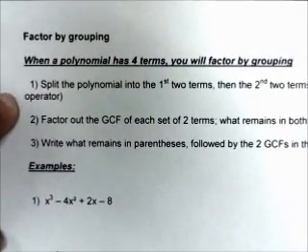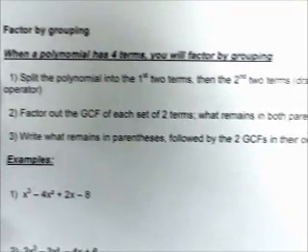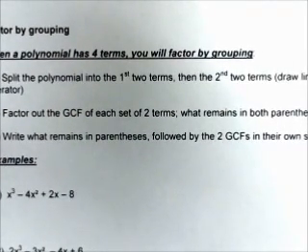The steps are to split the polynomial into the first 2 terms, then the second 2 terms. We'll do that by drawing a line after the first 2 terms. Next, you factor out the greatest common factor of each set of 2 terms. What remains in both parentheses should be equal. Write what remains in parentheses followed by the 2 GCFs in their own set of parentheses.